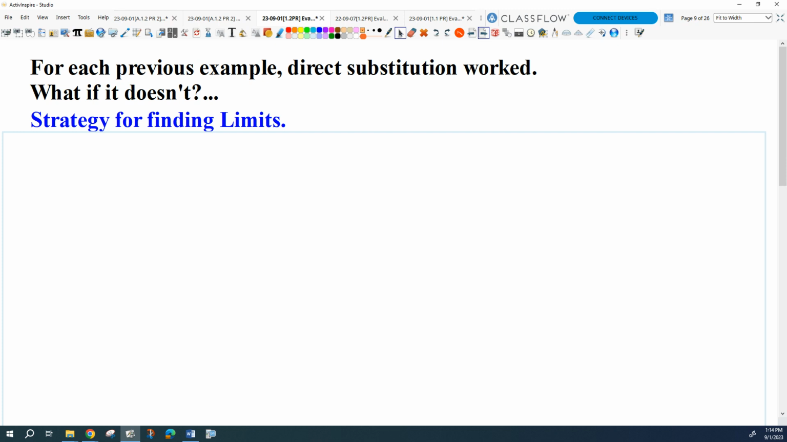Okay, so in each of the previous examples, direct substitution worked. That's easy. What happens if it doesn't work though? This is a really important page. This is the page where you're going to go, I got it. This all gets really easy right now.